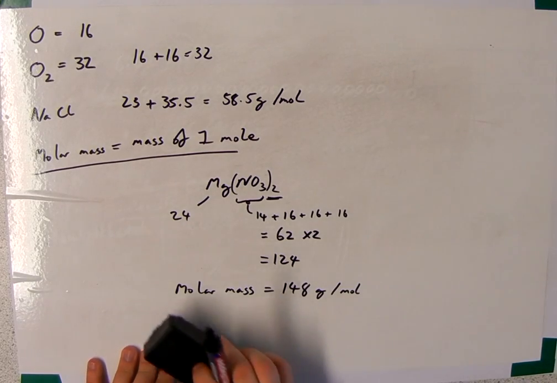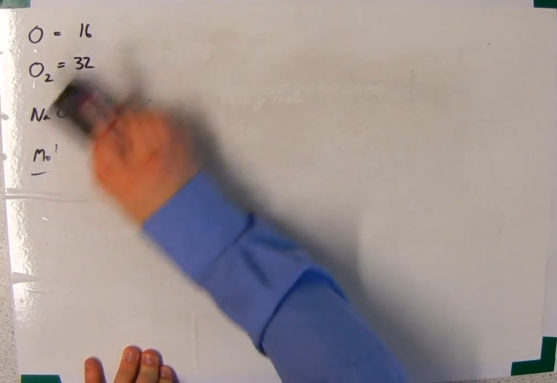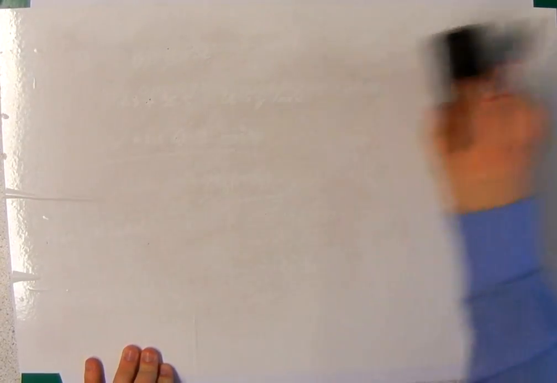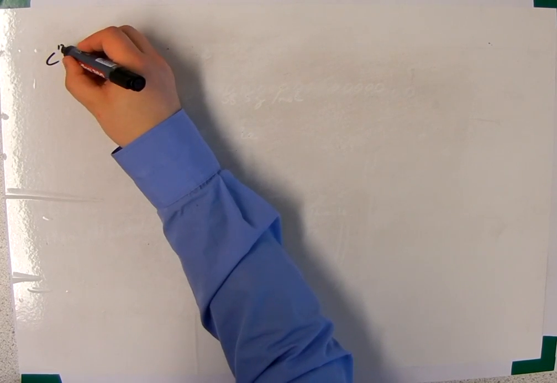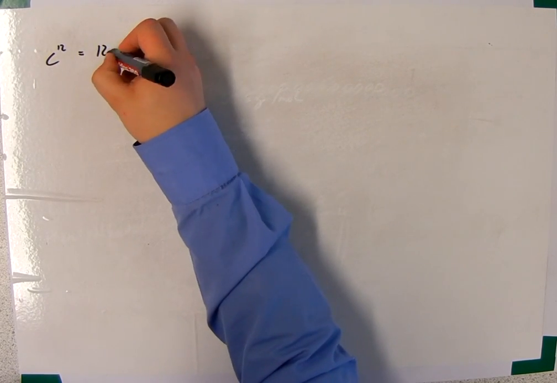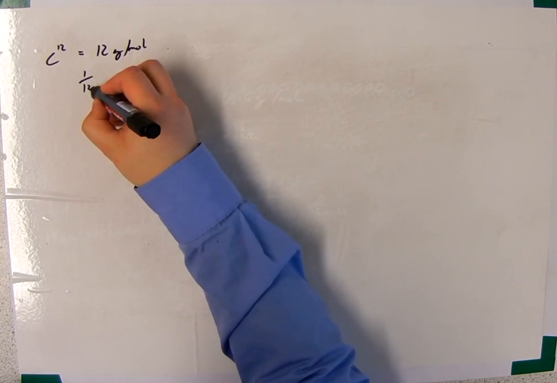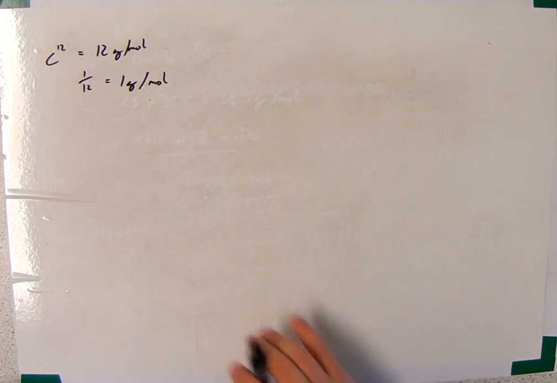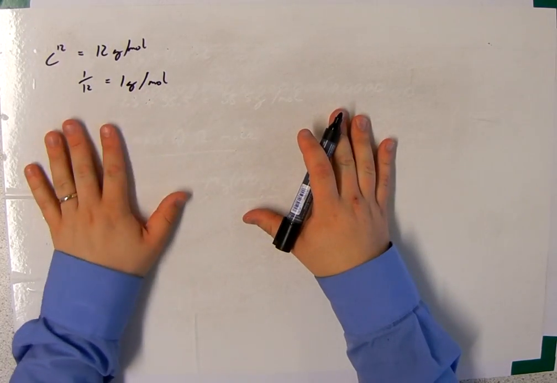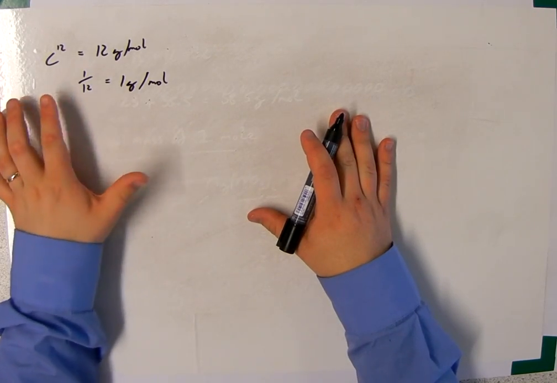Now these are all what we call relative molar masses because they are compared to 1/12 of a carbon-12. So carbon-12 is 12 grams per mole. 1/12 of that equals 1 gram per mole. So that's just a little aside, tells us why it's relative. It's actually technically compared to a carbon-12.